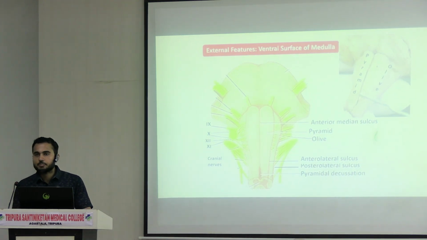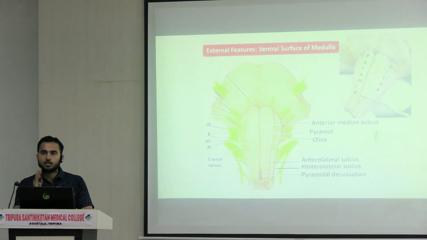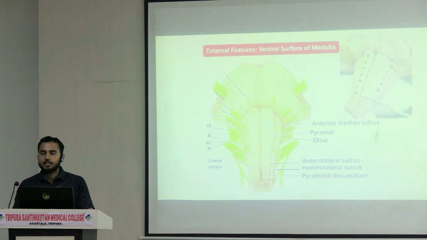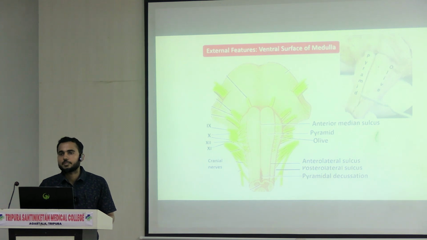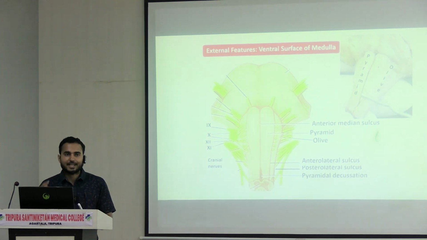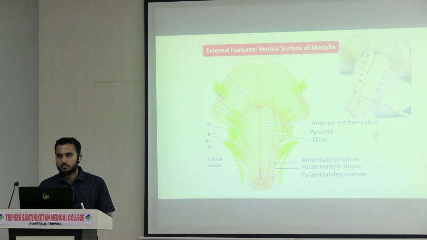Next, the inferior cerebellar peduncle. From the olive, if you go more posterolaterally, you will get the inferior cerebellar peduncle. It consists of thick bundles of fibers which connect the medulla oblongata to the cerebellum.